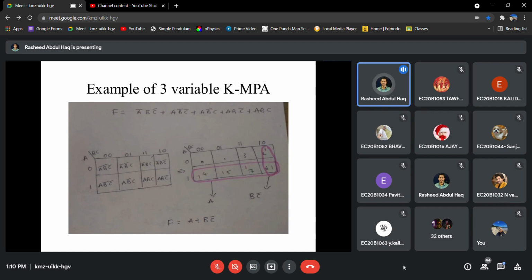But instead, if you write 1 0 in this position, it will be like a plus bc and a plus bc bar, which is a wrong expression.